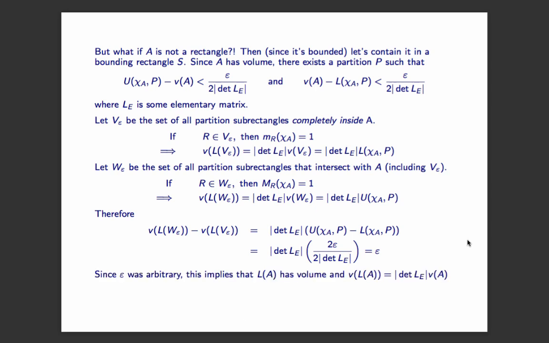Now since epsilon was arbitrary, this implies that L of A in fact has volume, and the volume of L of A is equal to the determinant of my elementary matrix times the volume of A. So again, to summarize the idea, we proved the result when A was a rectangle. And then if A wasn't a rectangle, we said, well, we can approximate A arbitrarily well with a union of rectangles, and then we can apply our result to that union of rectangles. That's the main idea.